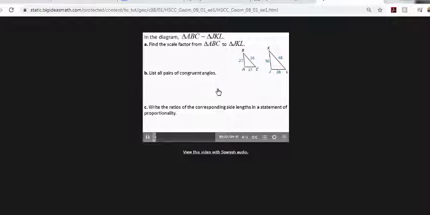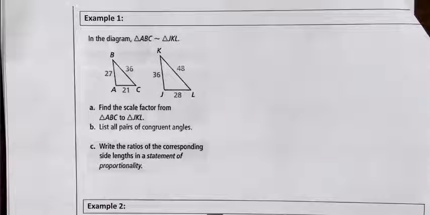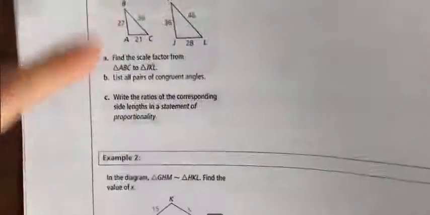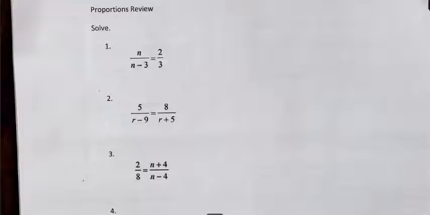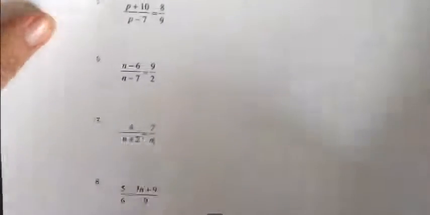Triangle ABC is similar to triangle JKL. Part A. Find. So I'm going to let you do that. So you have examples 1, 2, 3, 4, 5, 6. And then we're going to do a little bit more of this practice together. You'll notice I've given you a lot of practice with proportions, and that's for good reason. So which one should we do? Why don't we do number 8 together?